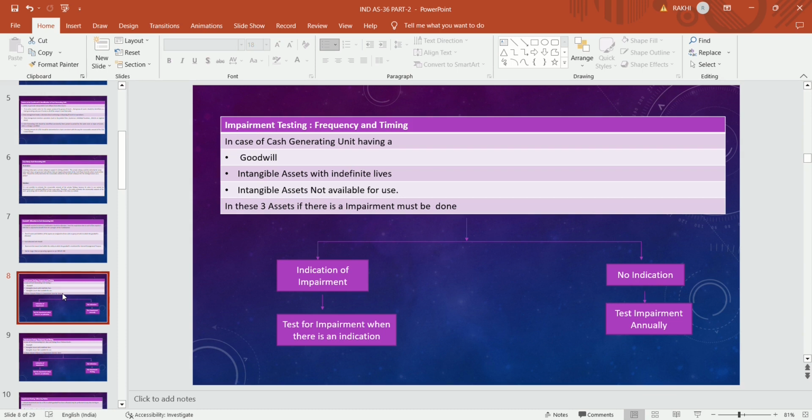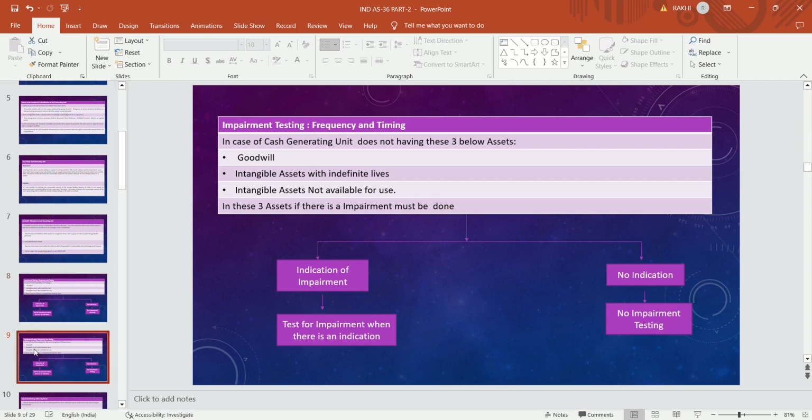Suppose it is required to be tested annually if there is no indication, and if there is an indication, and in one year there are four indications, then it will be tested for impairment four times. In case of goodwill, intangible assets with indefinite lives and intangible assets not available for use, if the cash generating unit is having these, then it is to be tested annually if there is no indication, and whenever the indication exists, then it will be tested.